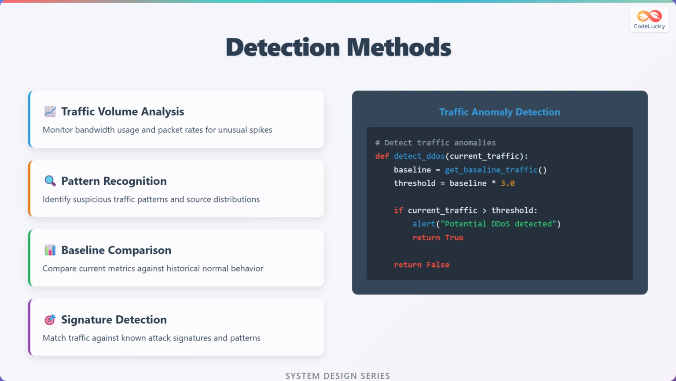Here's a traffic anomaly detection example. If the current traffic is more than 3 times the baseline traffic, a potential DDoS attack is detected.